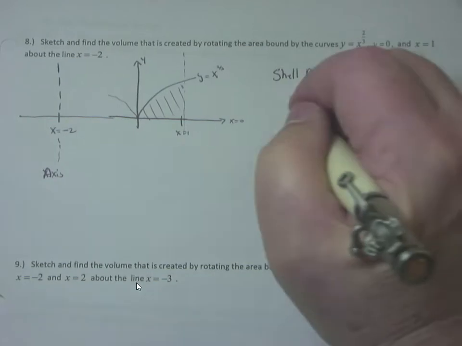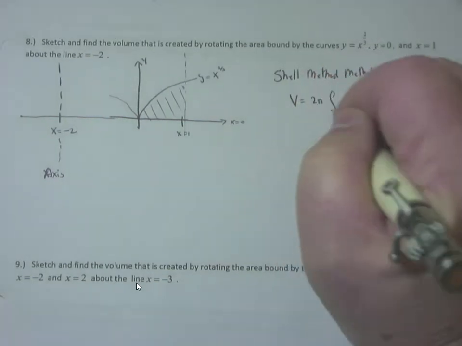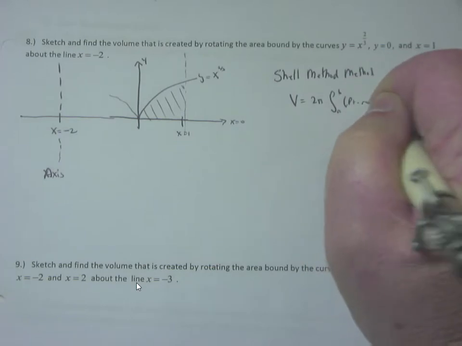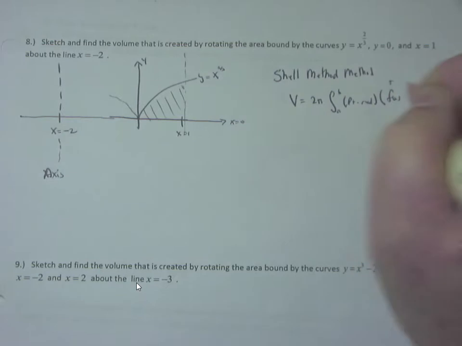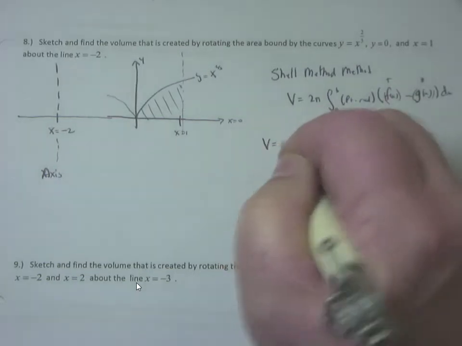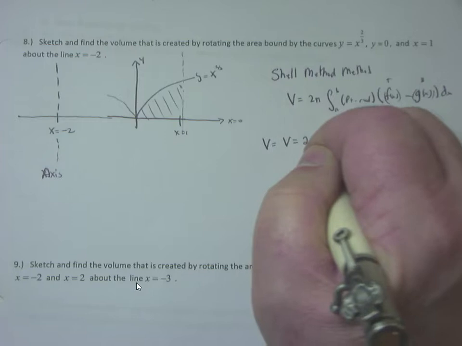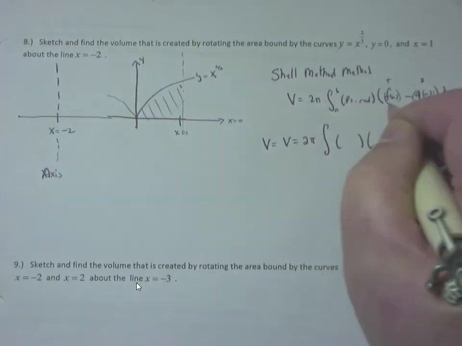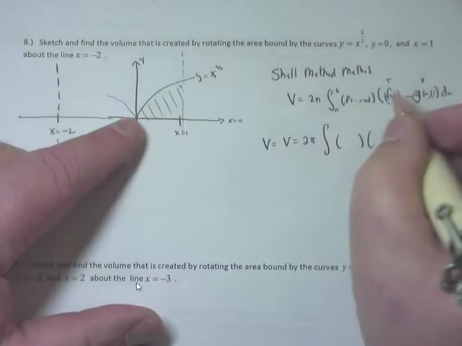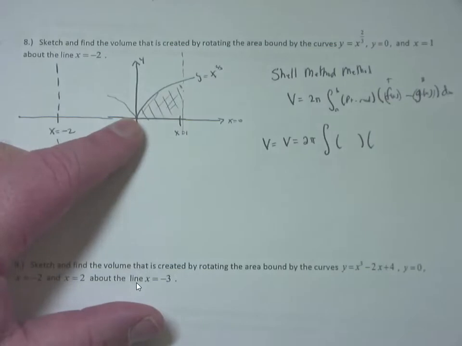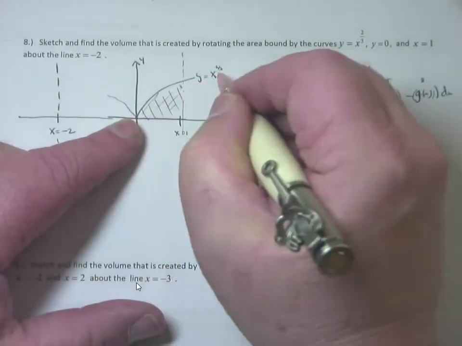So the shell method formula is volume equals 2 pi times the integral from a to b of what I call the point radius times f of x top minus g of x bottom of my region dx. So setting this up, volume is equal to 2 pi times the integral of the point radius times f of x top. Look at your region. When we talk about tops and bottoms, we're talking about the top and bottom that define the region, and these are the functions. F of x is the top, that's x to the 2/3 power.